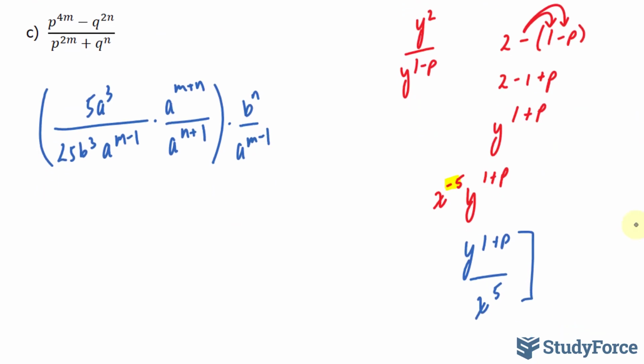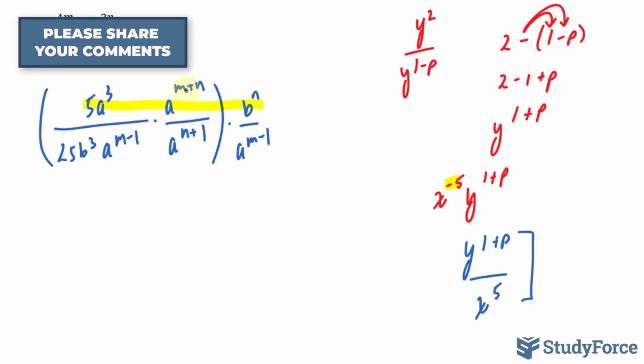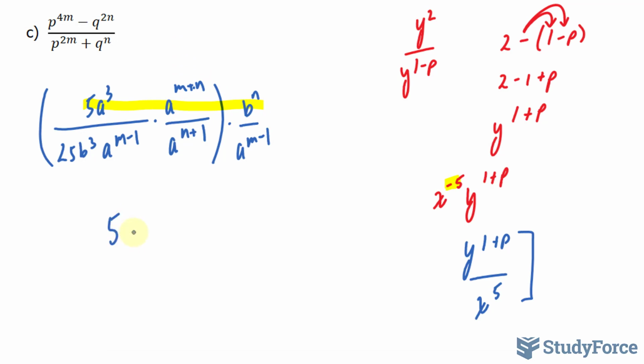multiplied. So let's go ahead and multiply everything that's in the numerator position. Keep in mind that this is one complete term. We don't have separate terms here, so we can multiply just like how we would multiply fractions. 5a to the power of 3 times a to the power of m plus n times b to the power of n. This gives us 5a to the power of 3 plus m plus n. I'm using the product rule for this, add it to this, and b to the power of n.